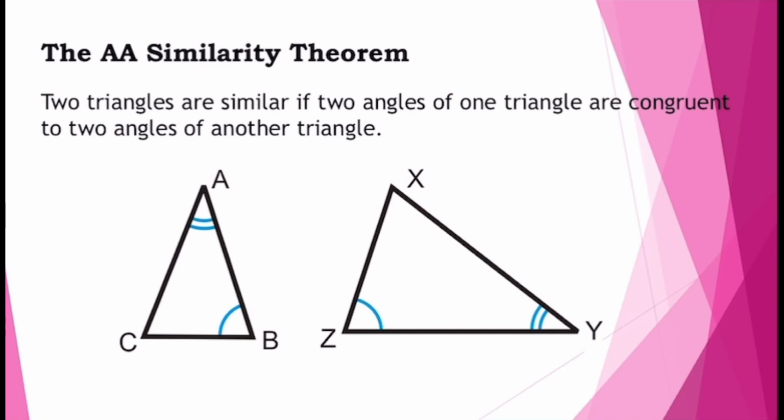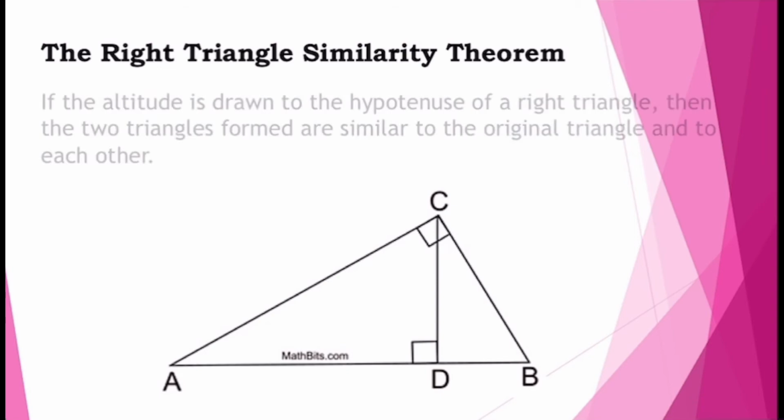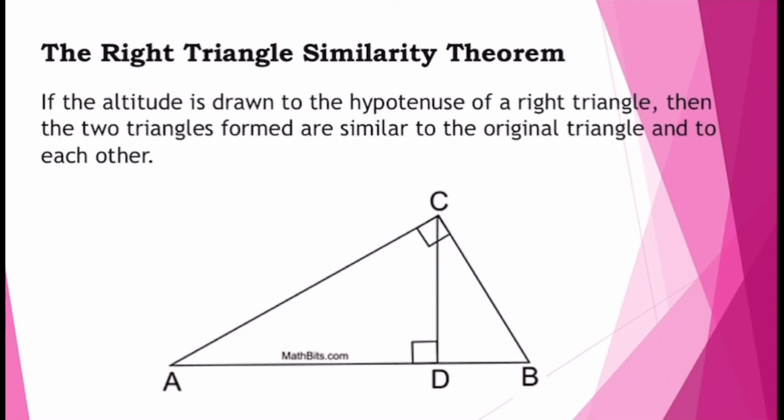Next, we have the right triangle similarity theorem. If the altitude is drawn to the hypotenuse of a right triangle, then the two triangles formed are similar to the original triangle and to each other.